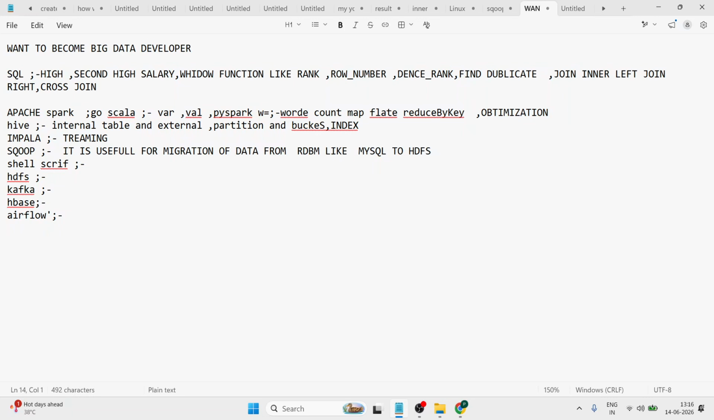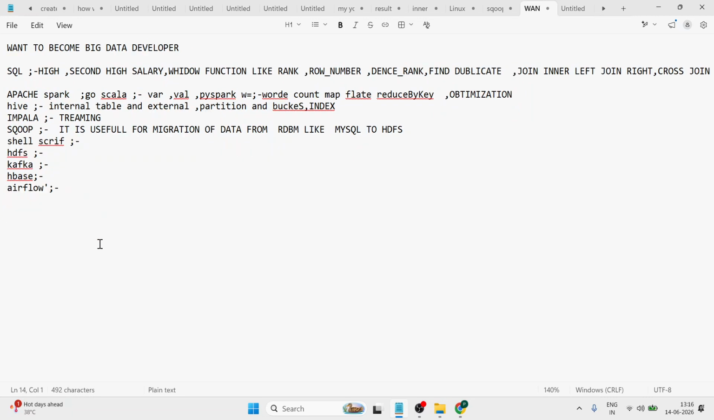Another one is various cloud-based technologies you will learn, like AWS, Azure, and GCP, Google Cloud Platform. You will also learn Google Cloud Platform. Many sources are available on YouTube for AWS and Azure. In the next lecture we will learn important SQL questions, Apache PySpark questions, and Hive questions. We will learn them properly.